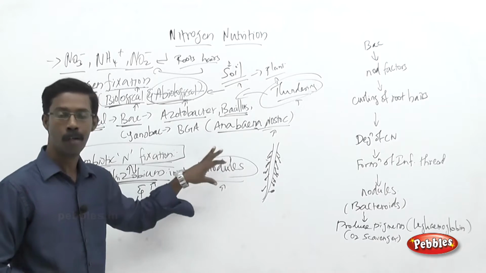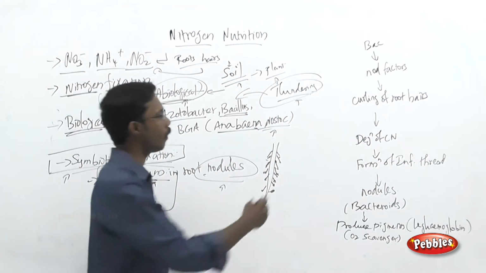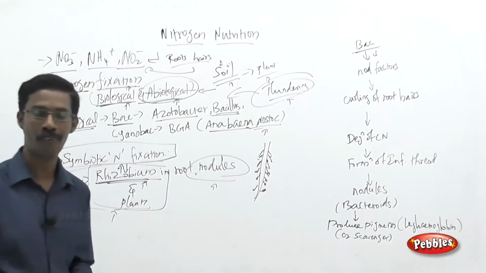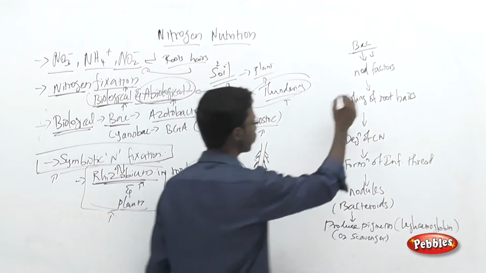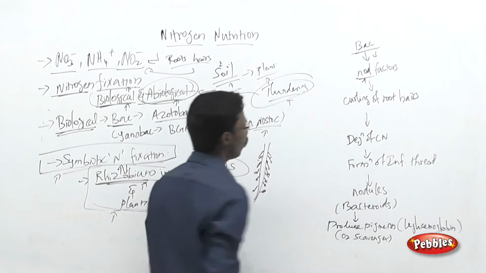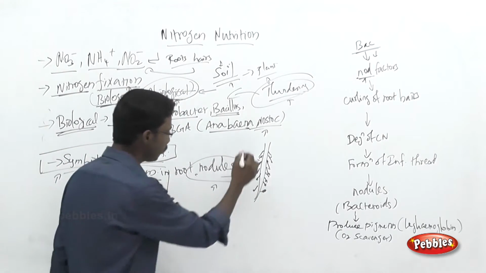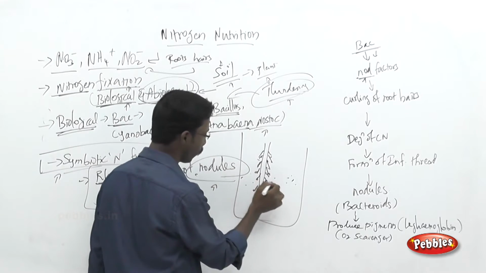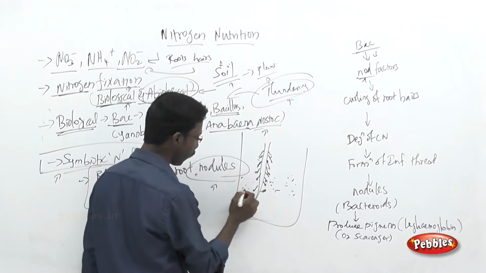So how is the nodule going to form? Over here the bacteria, as I told you, the rhizobium for example, is going to produce some factors called nod factors. You have to remember one thing, all these things happen in a soil environment. The soil environment is filled with some specific nitrogen fixing bacteria.